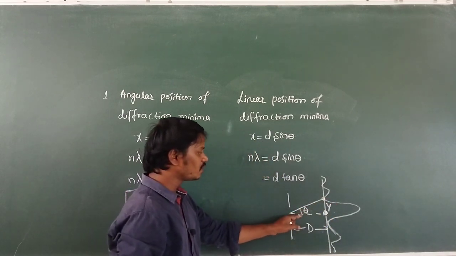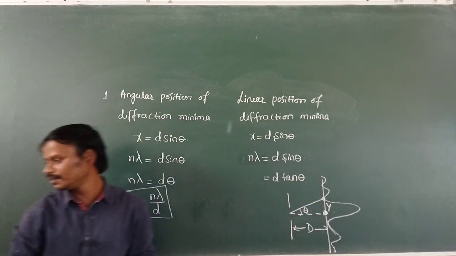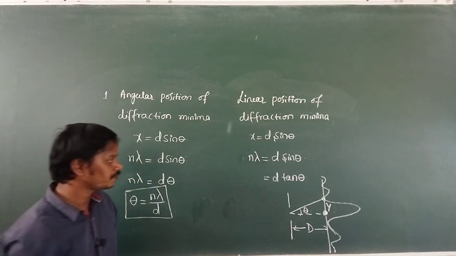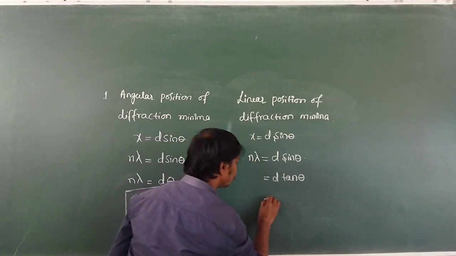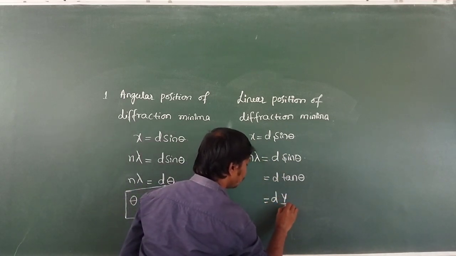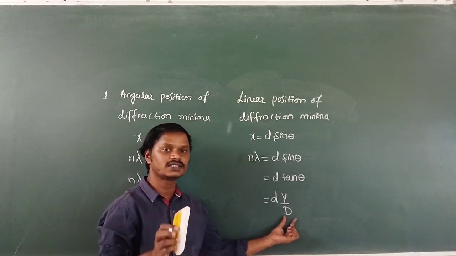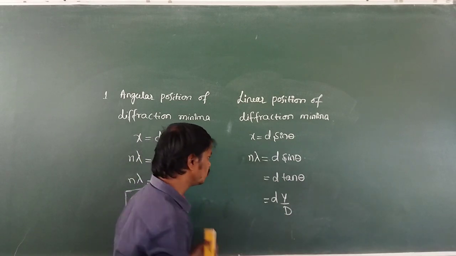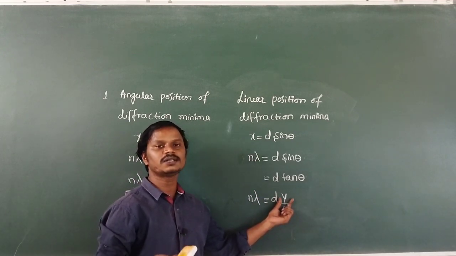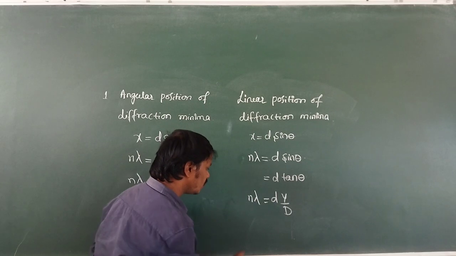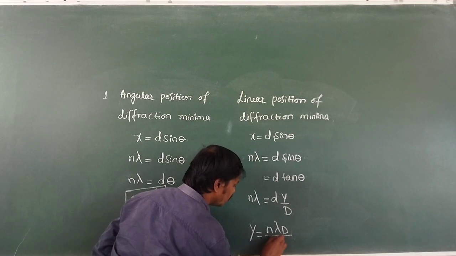Then tan theta is equal to opposite side divided by adjacent side, means y divided by D. Then wherever tan theta is there, I will write y divided by D. d into y divided by D. So don't confuse here. Small d is slit width, but capital D is distance of the screen from the single slit. Now it is n into lambda. But what we required, the linear position of the diffraction minima. So hence I will write directly y is equal to n lambda into capital D divided by small d.